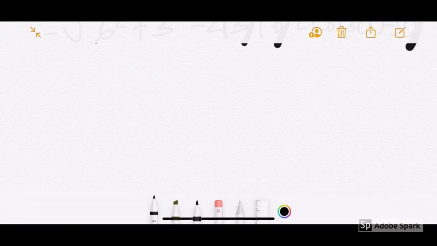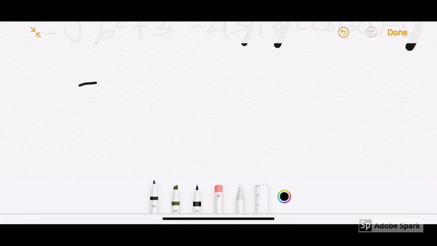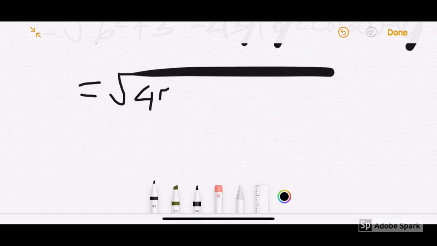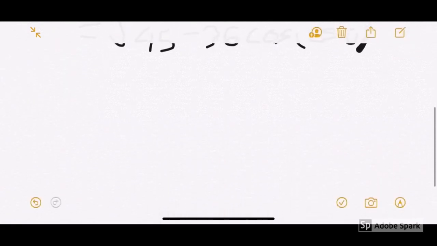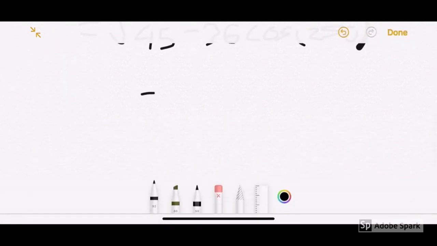So now it becomes, if you use your calculator, 45 minus 36 cos 250. So that equals 7.58 miles.